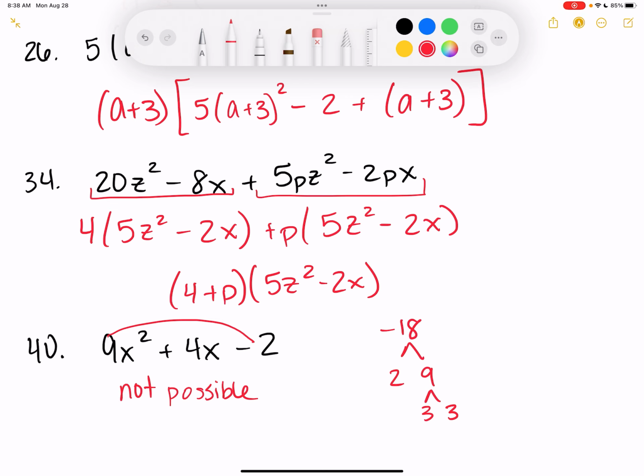And keep in mind, with one like this, one of the factors is going to need to be positive and one is going to need to be negative, because when they multiply, they have to equal negative 18, and when they're added together, they have to be positive 4 in this case. So no matter how we looked at it, we weren't going to get a positive 4 out of the factors.